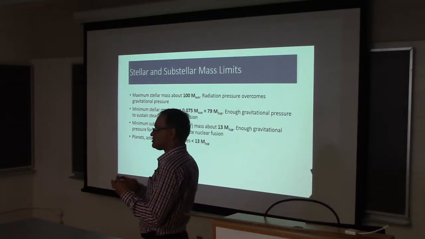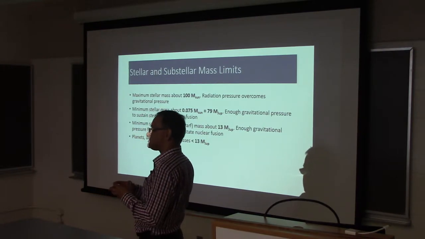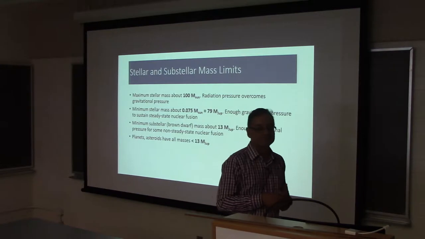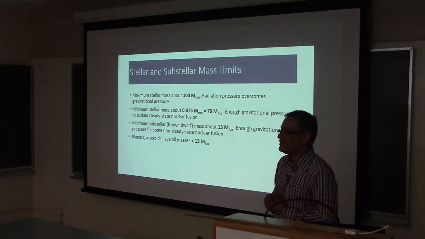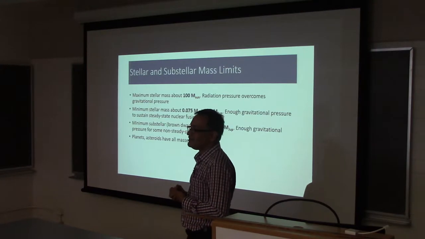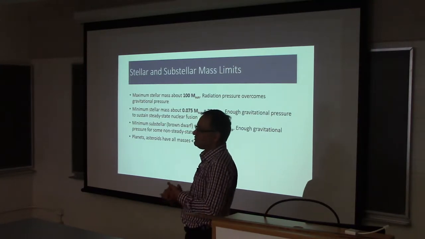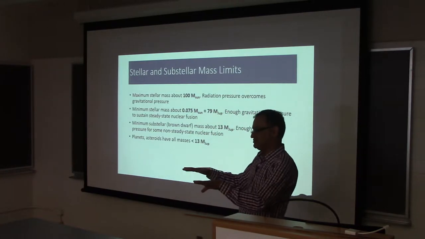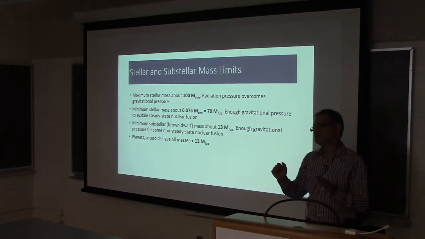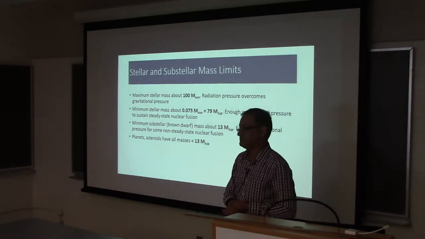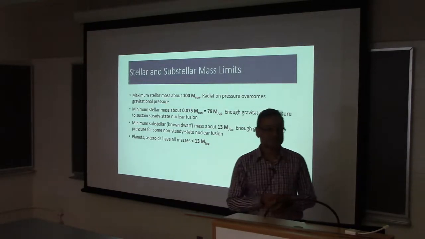Steady state means the energy generation in the core exactly balances the radiative losses at the surface. You can call it whatever you like, but if you balance the two, the luminosity stays steady for a long time. If you don't, the luminosity at the surface keeps running down with time. Okay.